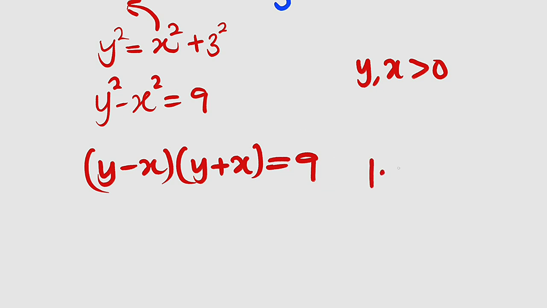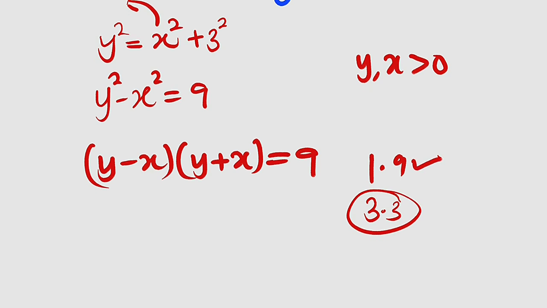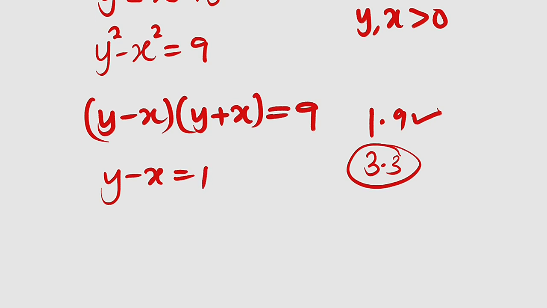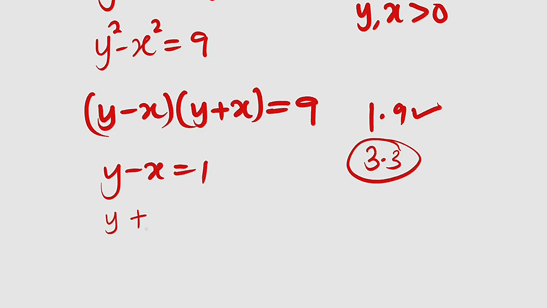We can have 1 multiplied by 9, we can have 3 multiplied by 3, but we're not going to consider this because these two factors are not the same. Rather, we're going to choose this one. So the smaller factor will take 1, therefore y minus x will be equal to 1, and y plus x will be equal to 9.